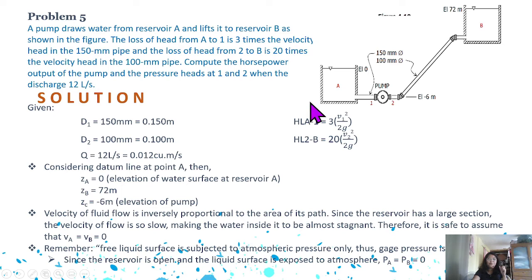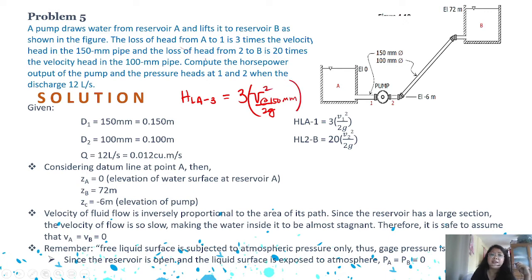The loss of head from A to 1 is 3 times the velocity head in 150 millimeter pipe. And the loss of head. Okay, naintindihan nyo, wait lang. Isa-isay na natin yung term. So, the loss of head from point 1, para siyang equation actually. So, the loss of head from point 1 to point 3 is equal to the 3 times velocity head. Velocity head is v squared over 2g, no? V squared over 2g. In the 100, so at 150 mm.